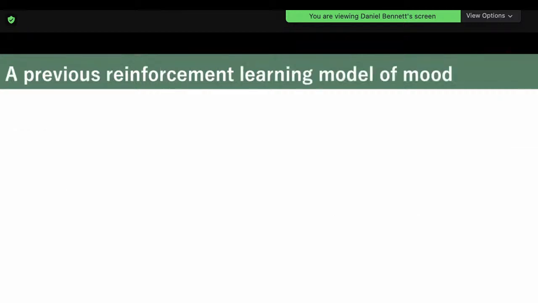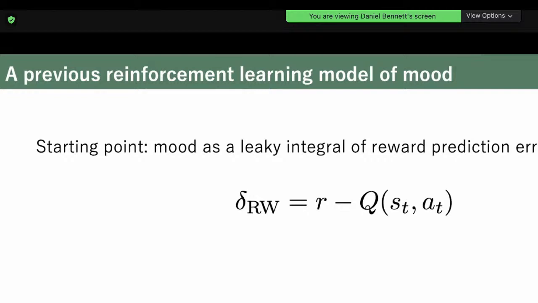So there's a previous reinforcement learning model of mood that is the starting point for this, which comes from Aaron Nobel's work. The idea here is, I'm sure you've heard of the concept of a reward prediction error. This is a variable that's thought to be encoded in dopaminergic midbrain neurons.